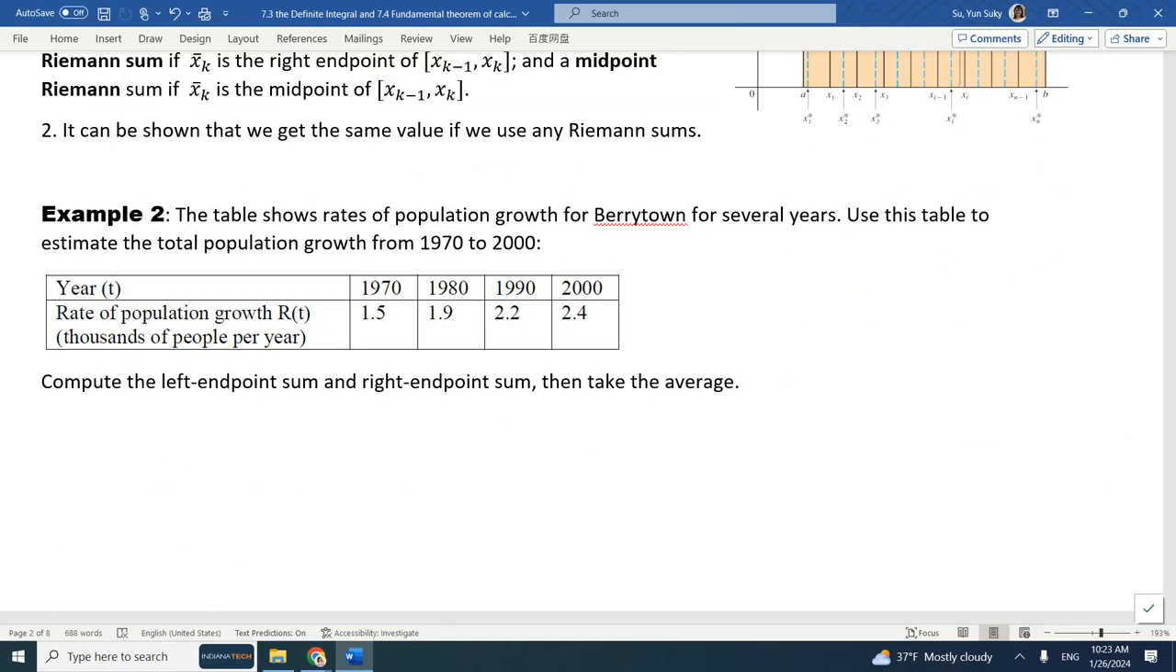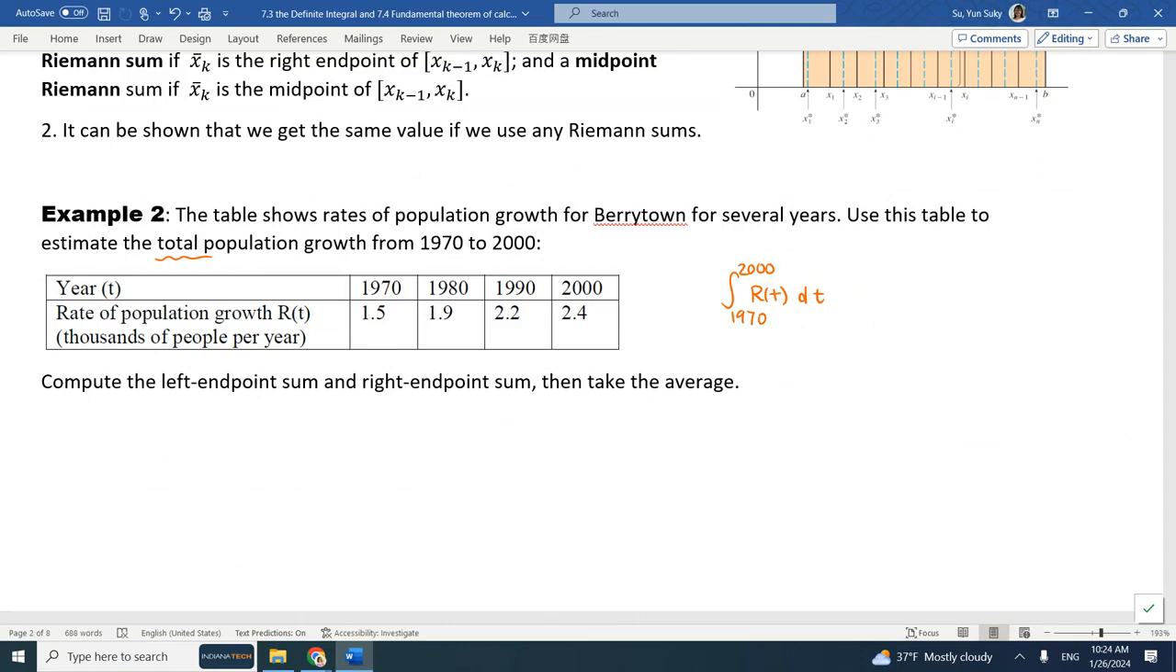To get the total population growth, we actually want to integrate. So the total, we want to integrate r of t dt from 1970 to 2000. We want to compute that. And the problem tells us to compute the left endpoint sum and the right endpoint sum, then pick the average to approximate it. So we need to do both the left endpoint and the right endpoint.